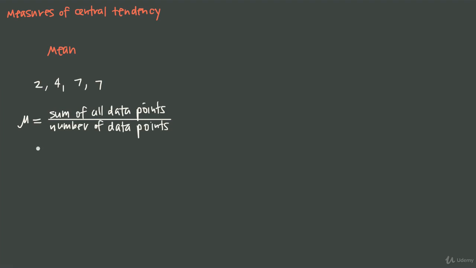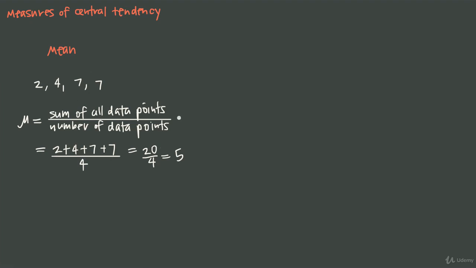So in the case of our data set here, we would add up all of the data points to get the numerator. So we would say 2 plus 4 plus 7 plus 7, and then we would divide that by the number of data points we have. We have 1, 2, 3, 4 data points, so we would divide that by 4. And the result there is 2 plus 4 is 6, plus 7 is 13, plus 7 is 20. So we would end up with 20 over 4, or 5. So the mean of this data set is 5.